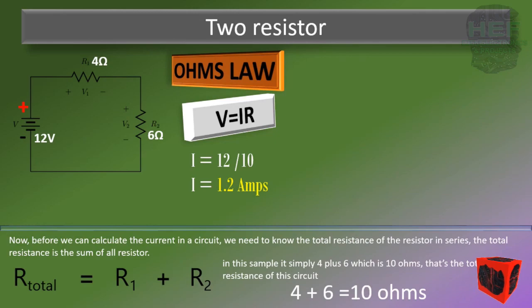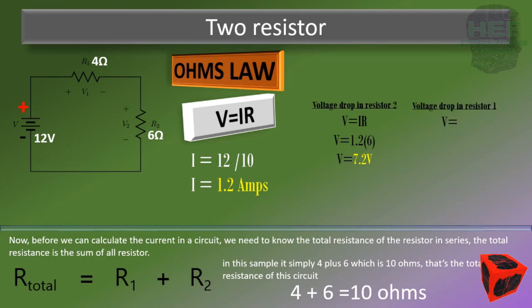Now once we have the current, we can now calculate the voltage drop across each resistor. Now we're going to use Ohm's law, again. V equals IR. The voltage across resistor 2 is going to be the current that's flowing in a circuit times the value of resistor 2. So we have a current of 1.2 amps times a resistance of 6 ohms. So that gives us a voltage drop of 7.2 volts.